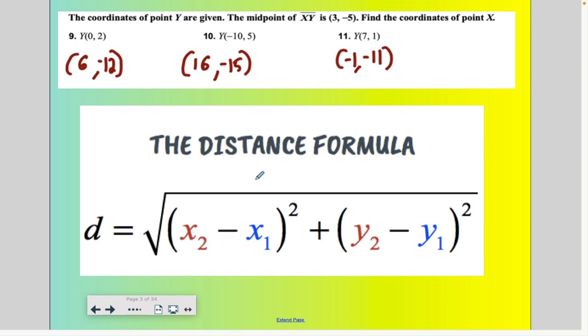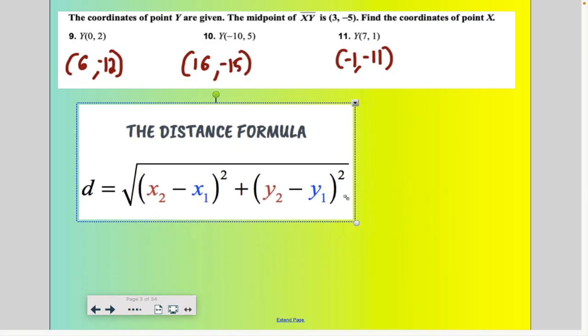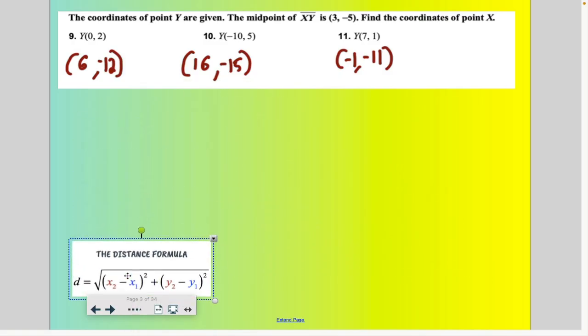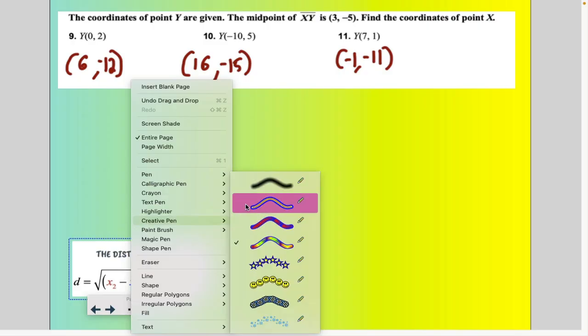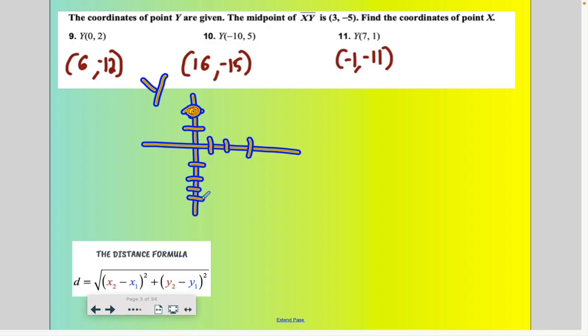Before I get to the distance formula, the coordinates of y are given. So y is given, I'll just do one of them. If y is given as 0, 2, the midpoint is the same for all the problems. Where's the midpoint? 3, -5? And then they want the coordinate of point x. So for this problem, it's over here.